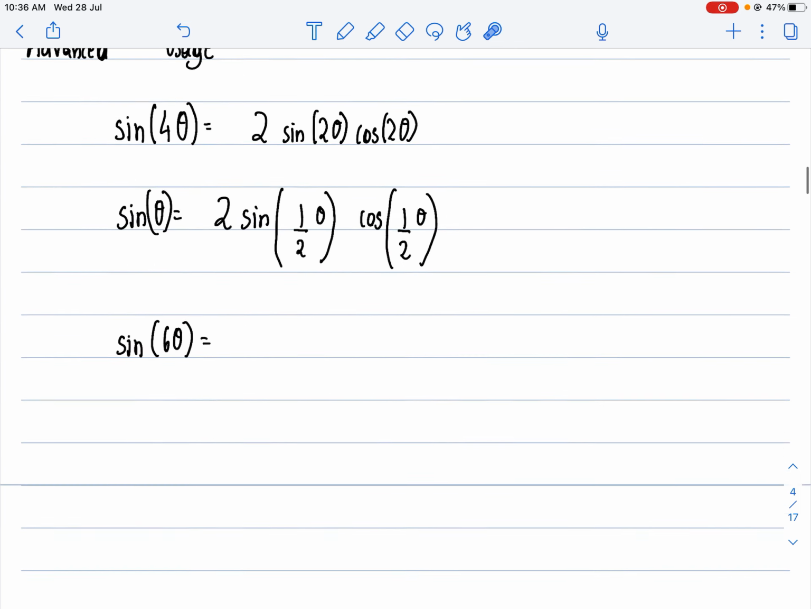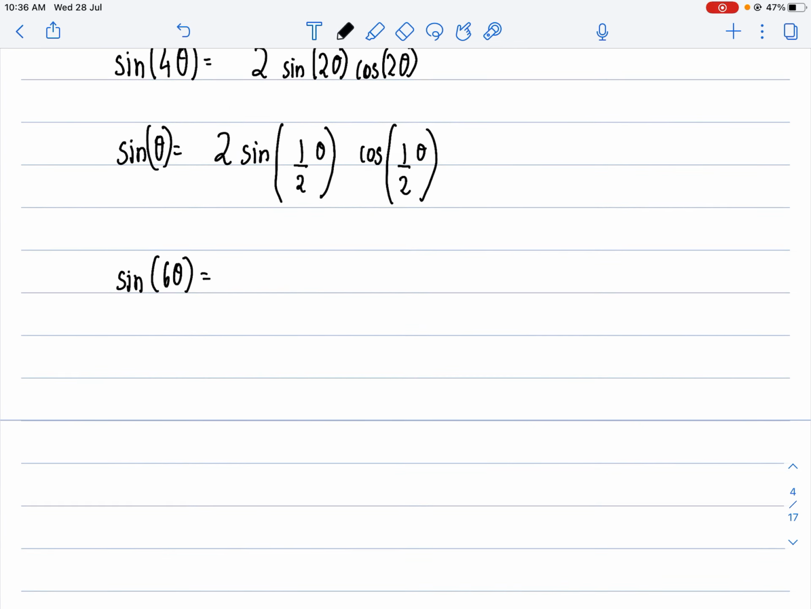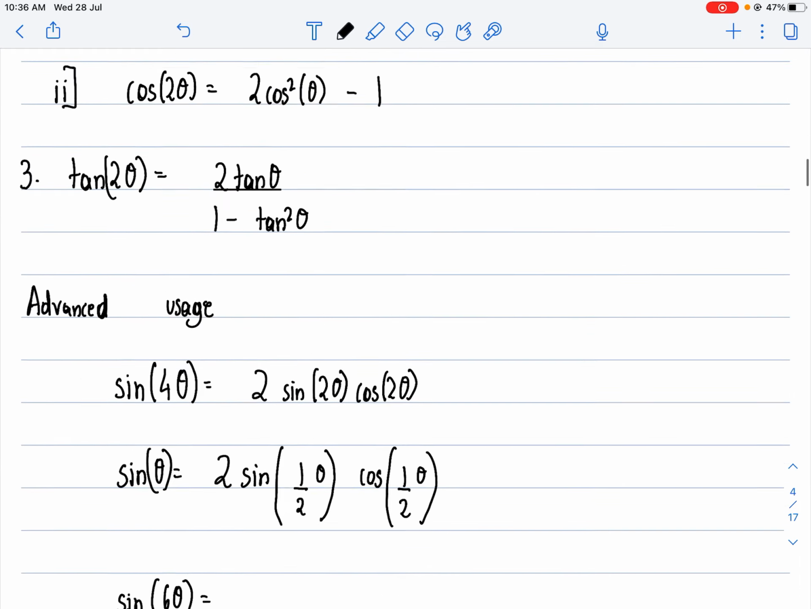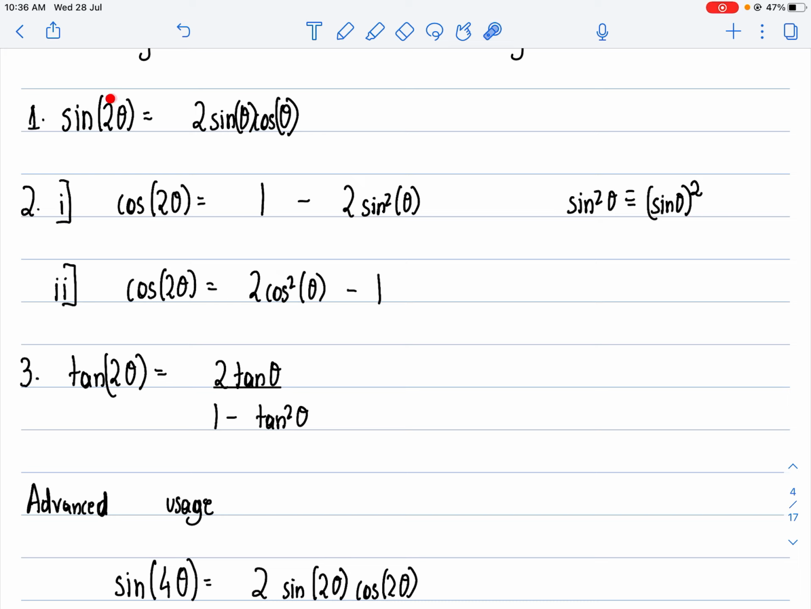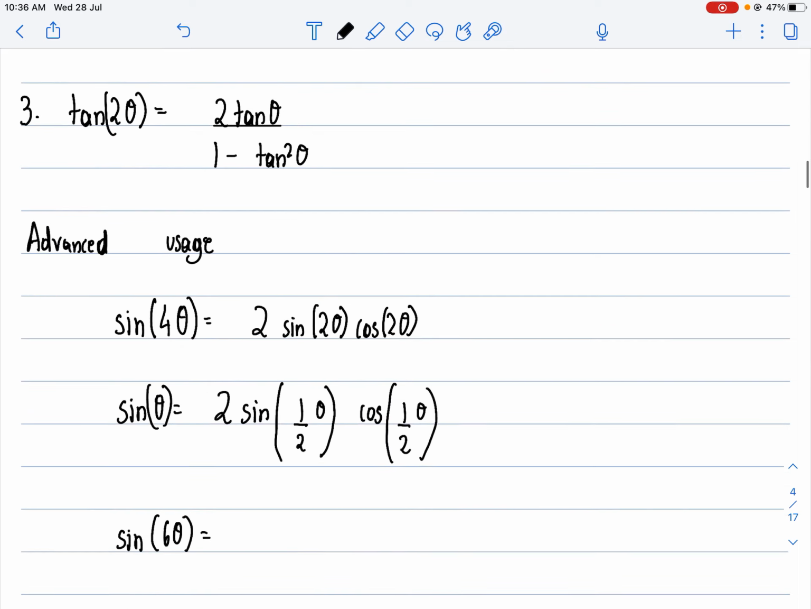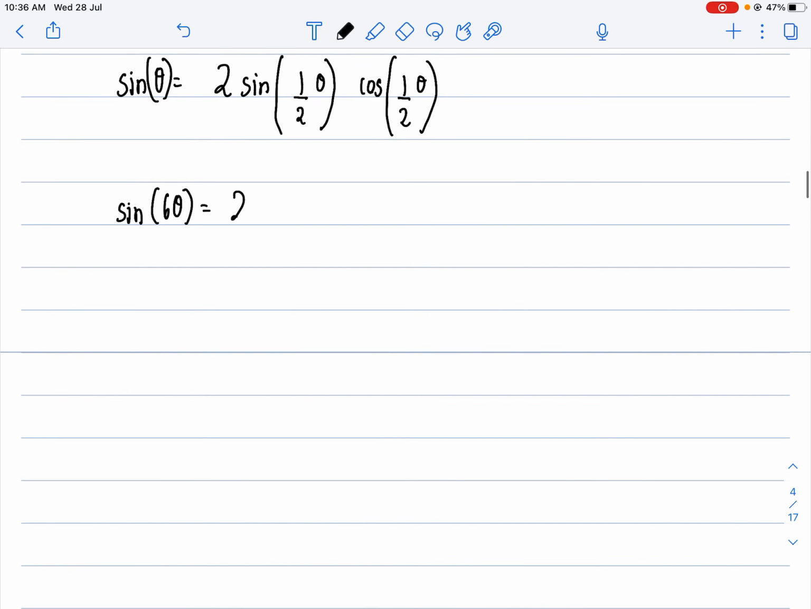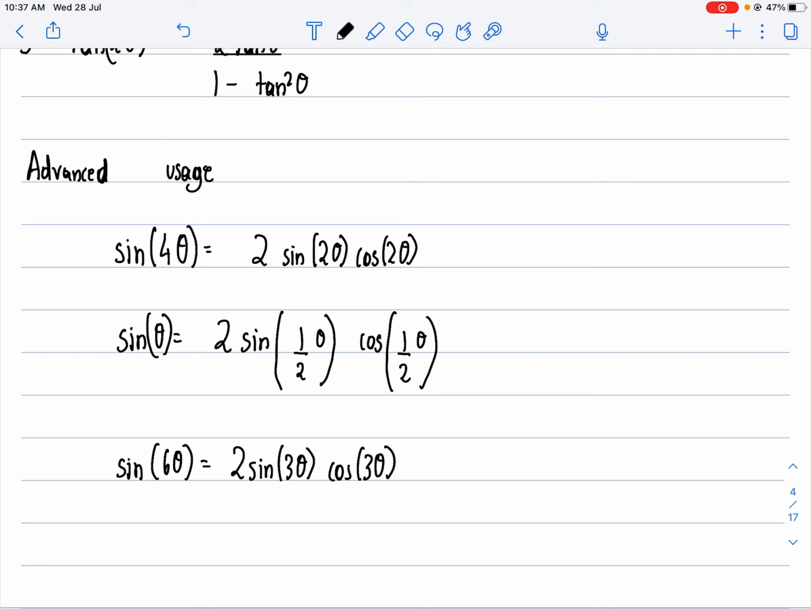So that means I need to know that sine 6 theta is basically 2 theta multiplied by 3. Correct? And if 2 theta here is multiplied by 3, then theta and theta will be multiplied by 3. So I can write this basically as 2 sine 3 theta into cos 3 theta. Correct? So basically you need to know these conversions. It's really important. We can use this for cos also.